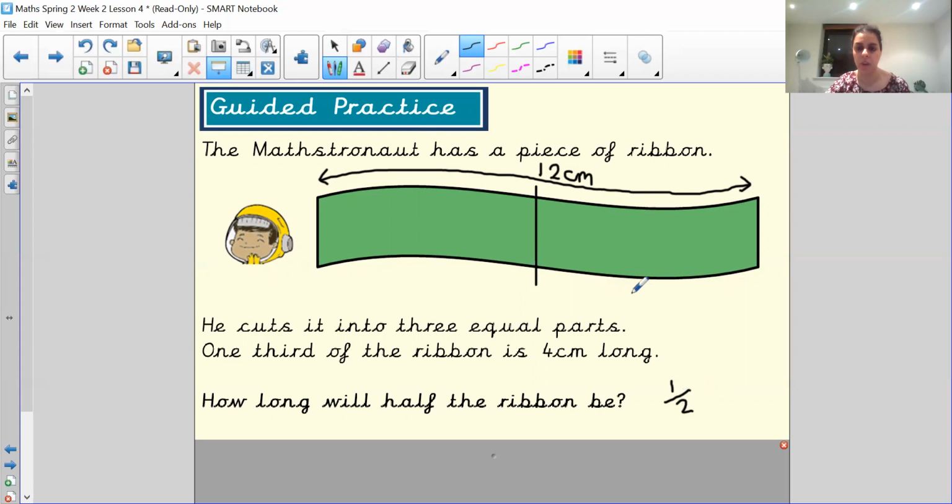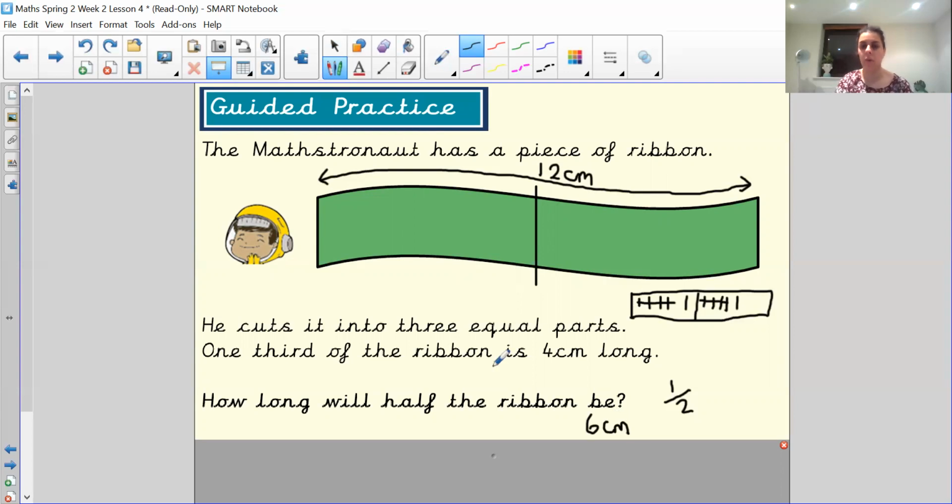So a bit like the other one, you can draw your bars to help you if you need to. I'm going to draw 2 bars. I'm going to share 12. 1, 2, 3, 4, 5, 6, 7, 8, 9, 10, 11, 12. I look at how many's in one section, and the answer is 6. So half the ribbon will be 6 centimetres.